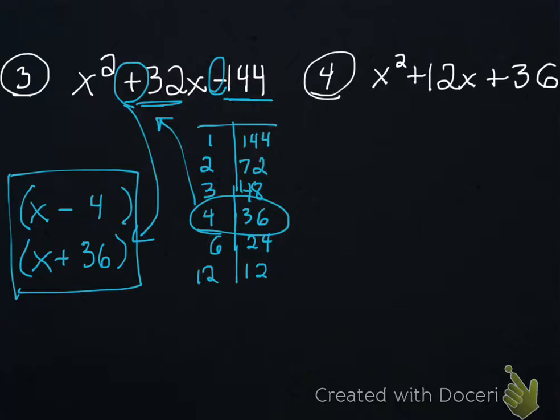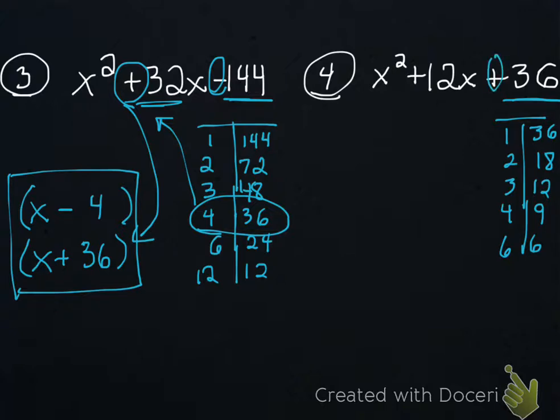Let's look at number 4. What is the constant? Constant's 36. So we multiply to get 36. What multiplies? 1 and 36, 2 and 18, 3 and 12, 4 and 9, 6 and 6. Okay? Now the 36 is positive, so we're adding. Which one of those pairs adds to be the middle term? Well, that would be 6 and 6. 6 and 6 add to give us 12.